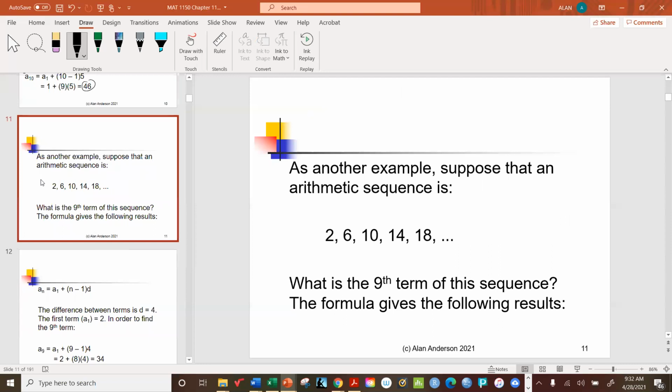So here we've got, and again, you can see right away, it's an arithmetic sequence. The common difference is 4. The starting value doesn't have to be 1. It could be anything. But we'll note that A1 is 2. And we're looking for the 9th term. So n is 9. So we're trying to solve for A9. And again, if you feel like it, you can just check by writing them out.